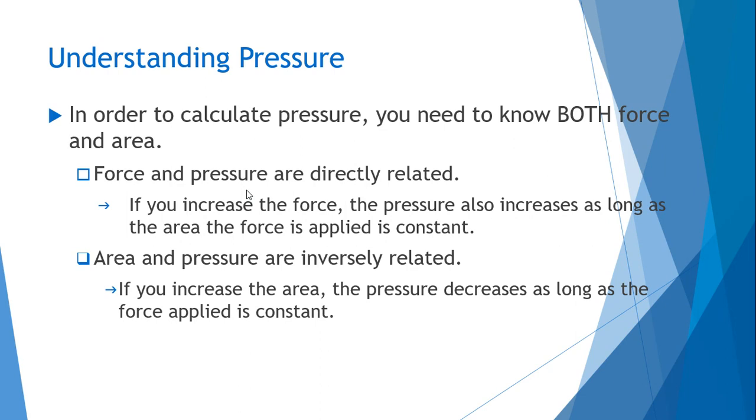The other aspect is area and pressure. These are inversely related, and all that means is if one goes up, the other goes down. So if you increase the area, the pressure is going to decrease as long as the force applied is constant. This brings up the idea of, should you be cutting vegetables with a sharp knife versus a dull knife? You want to use a sharp knife because you have a smaller surface area. Therefore, you don't require as much force in order to cut through the vegetable.